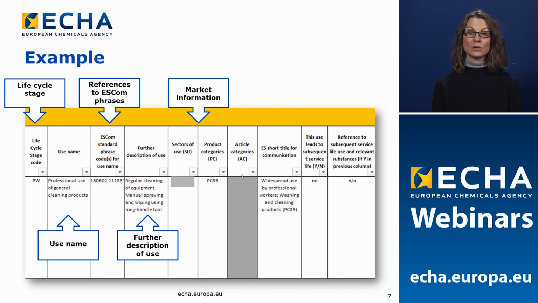The description of the use includes also a further description of the use where additional details could be provided. For example, here on the screen, you can see that the additional information is related to the fact that it's a manual spraying and wiping, which is using a long-handled tool. This template includes also some market information, such as the sector of use or the product category. The rest of the columns consist in additional information that could be of interest for the registrants, for example, if the use leads to a subsequent service life, which means if the use described is leading to the incorporation of the substance into an article. In this case, the answer is no.